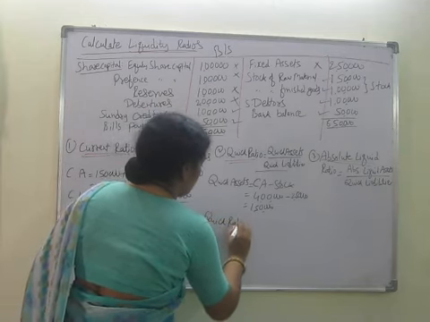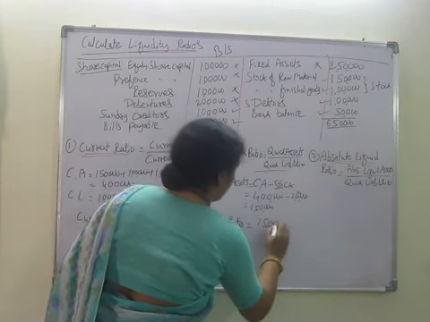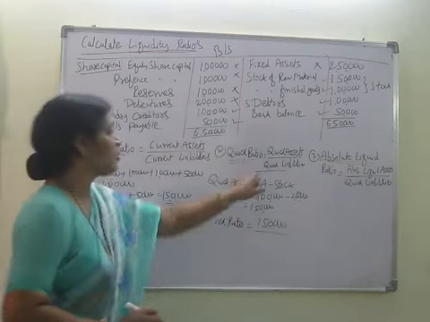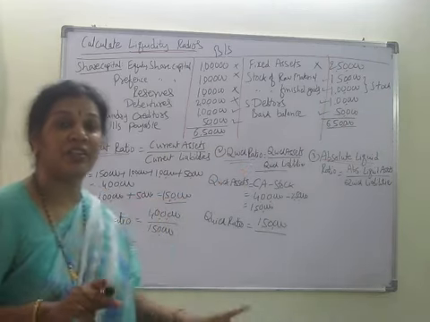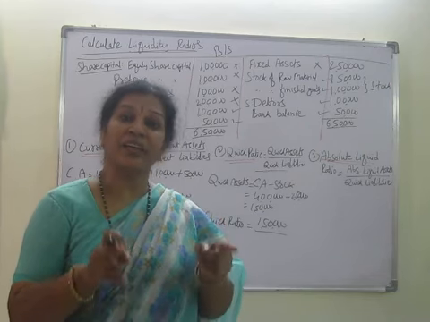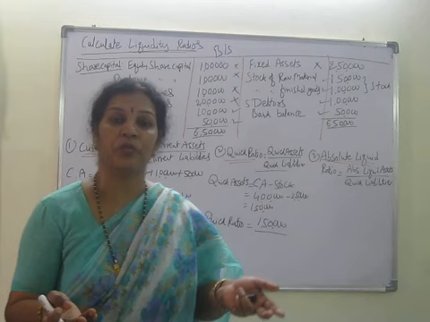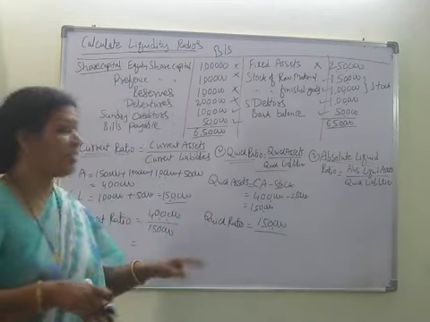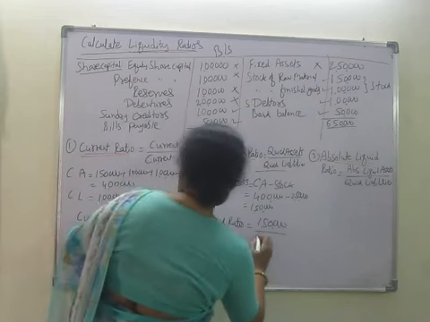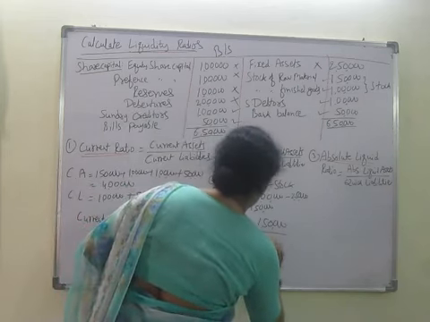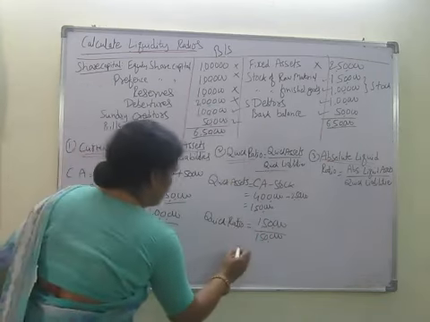Quick ratio is equal to quick assets, 1,50,000, by quick liabilities, which are the same. Current liabilities only we are taking. Are you getting it? Quick liabilities are current liabilities only, because bank overdraft is not given. When it is not given, nothing is to be deducted. So current liabilities are 1,50,000. Quick ratio is over. Now we will do the calculation later.